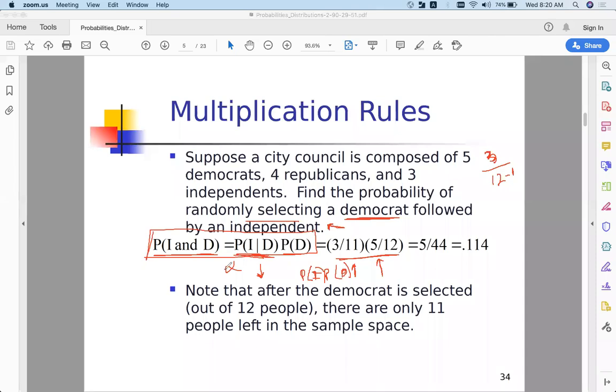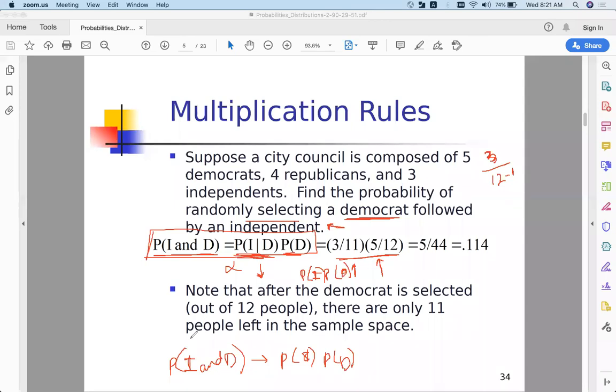If they were independent events, P of I and D would become P of I multiplied by P of D, correct? We just saw that. But here what they're explaining is that it is not independent. They are of course dependent. That is the reason they have P of I given D multiplied by P of D.